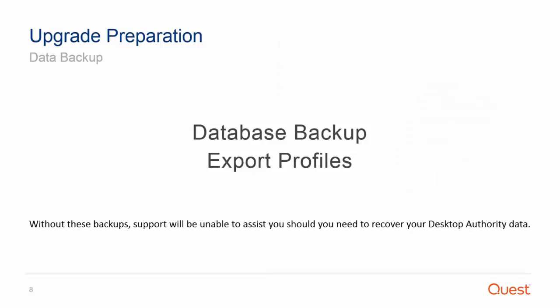The next step when preparing for the upgrade is to back up your data. You should always perform a backup before installing any product upgrade, in order to assure a successful recovery should your upgrade fail for any reason. In addition to backing up the Desktop Authority databases, the DA profiles can be exported as an additional level of security. Now, this is not a required step, but it is recommended. If there are any issues with the database backup, a new database can be created and the exported profiles can be imported directly into the console.